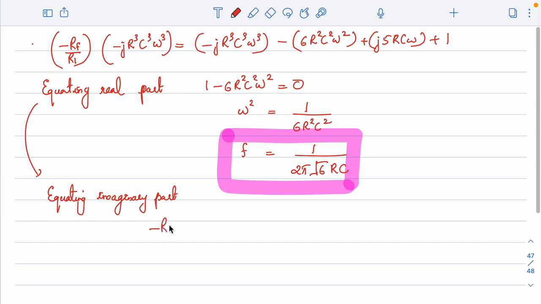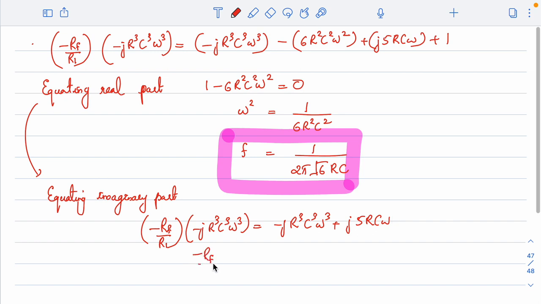The rest of the term, which is minus Rf by R1 into minus j R cube C cube omega cube, equals minus j R cube C cube omega cube plus j into 5 RC omega. This is the imaginary part. If I equate this and write it further, I can write minus Rf by R1 is equal to, since both terms are the same, if I divide, 1 minus 5 divided by j omega RC, j omega RC meaning the remaining is R square C square omega square. So when I equated the imaginary part, this is the condition.